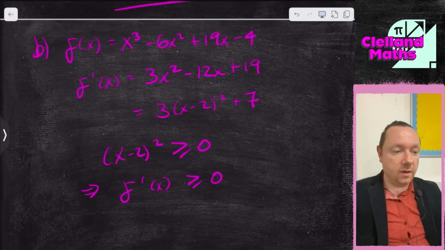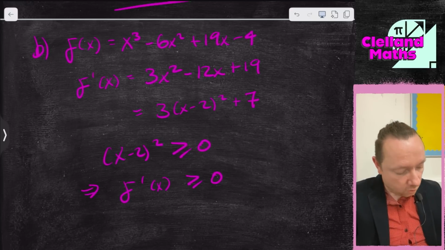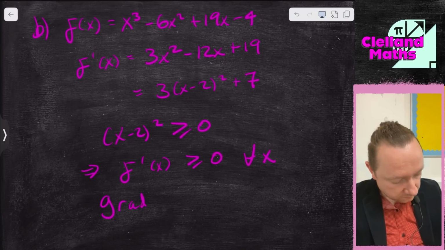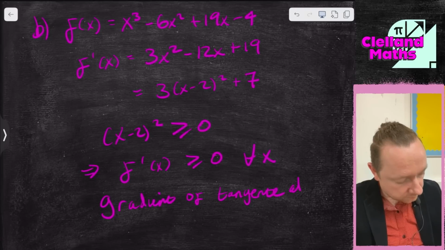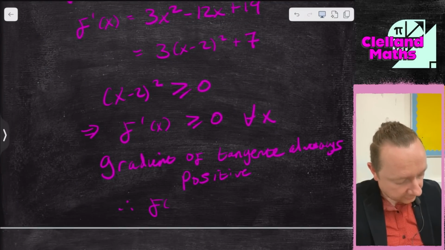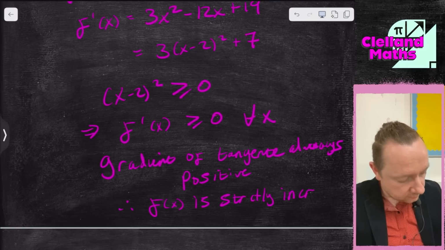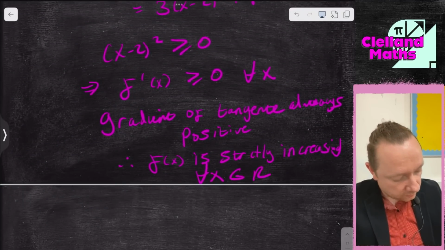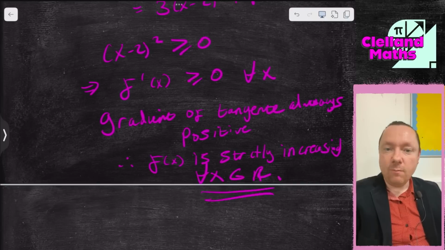And since f dash x is always greater than or equal to 0 for all x, that means that the gradient of the tangent is always positive. And therefore, f of x is strictly increasing for all x. I presume a member of the real numbers, yeah, because it's not necessarily true, but it probably is for other ones. And we're done there.